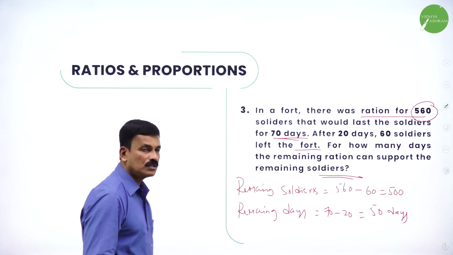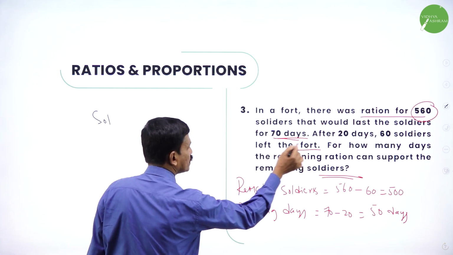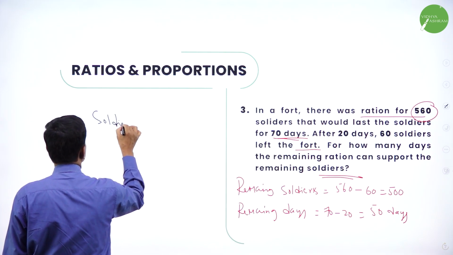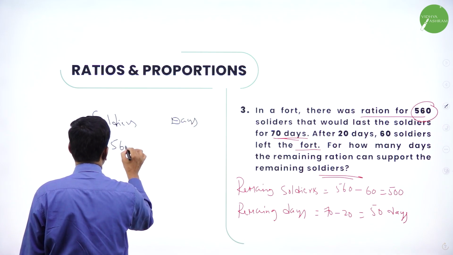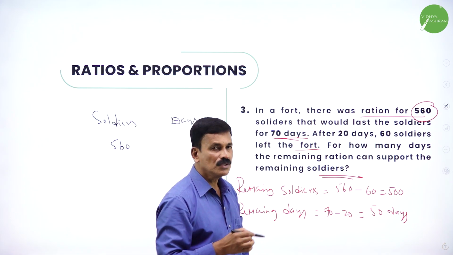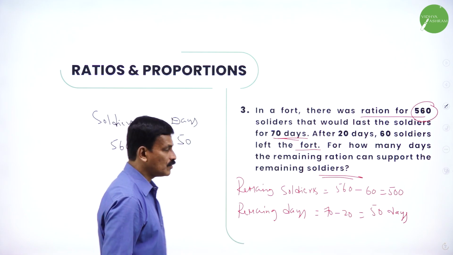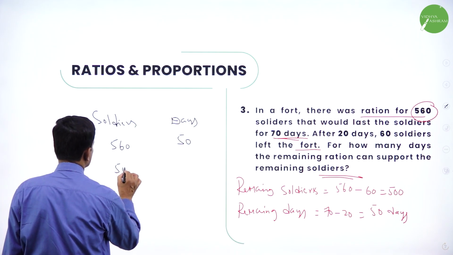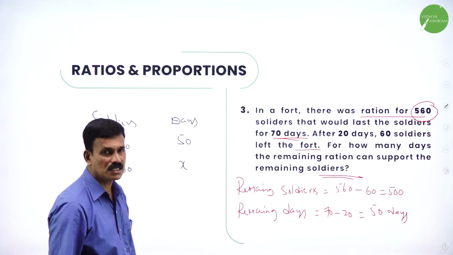Okay. Now, soldiers, how many were there? Initially there were 560 soldiers and the number of days is reduced to 50. Now the number of soldiers reduces to 500. The number we want to calculate is x, the number of days.